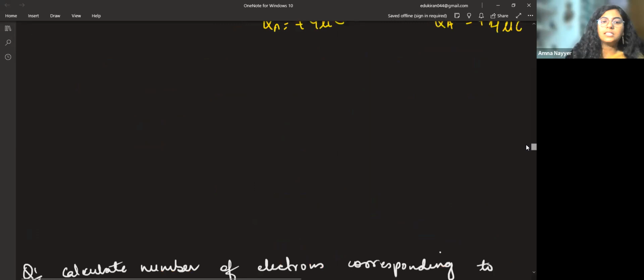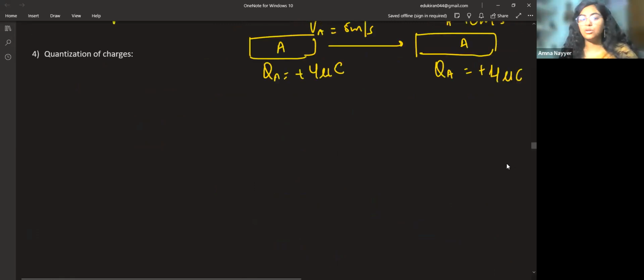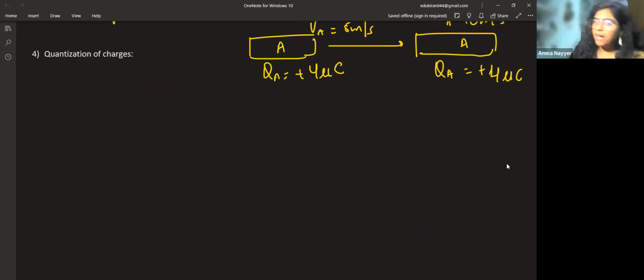Now, the last portion, that is very important, quantization of charge. Let's discuss this also. This is the most important property. Why? Because separate questions are also present in your exam on the quantization of charges. You have separate questions, numericals are there from this portion, in text question also, and your back exercises also. So what is meant by quantization of charges?